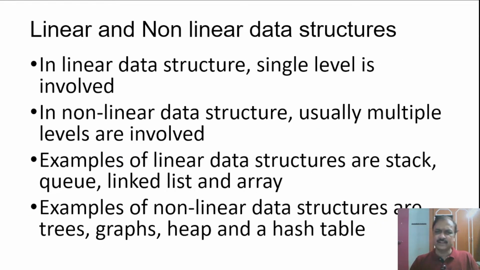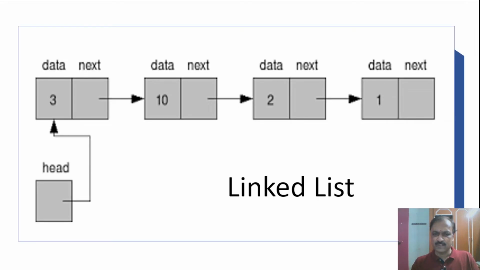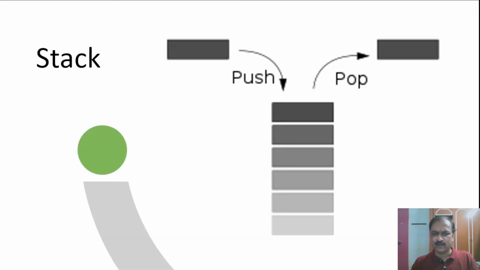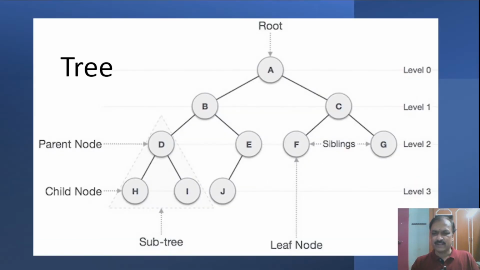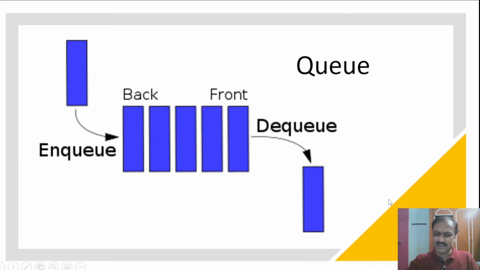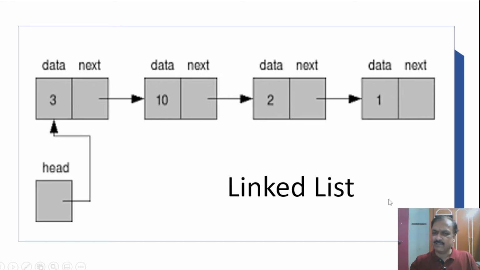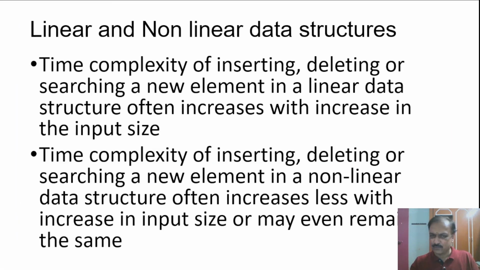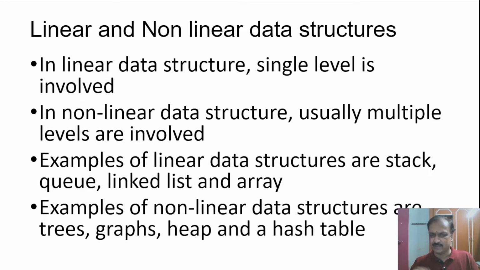The other thing that usually applies for a linear data structure is they are all at a single level, whereas in a non-linear data structure, usually there are multiple levels involved. Let me show you with an example. In a linked list or a stack, you only see a single level. But in a tree, as you can see, you have multiple levels. Similarly, in a graph, you have multiple levels. In a stack or a queue, you only have a single level. So that's another difference between a linear and a non-linear data structure.